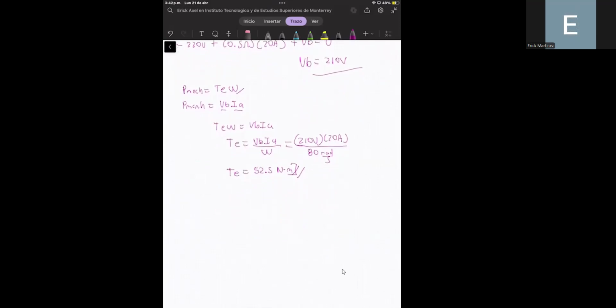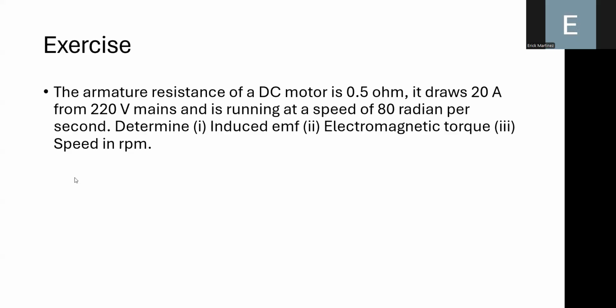So we can make another example. Let me again share my screen. Let me go to my screen. Okay. So let's make another exercise.